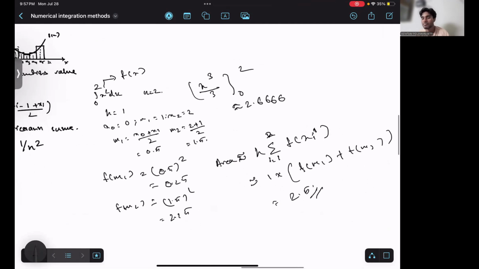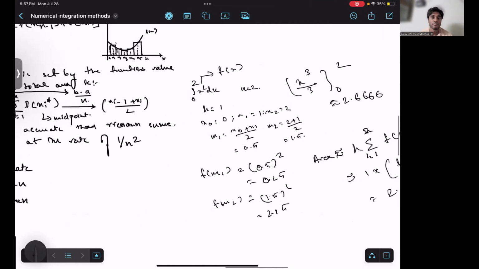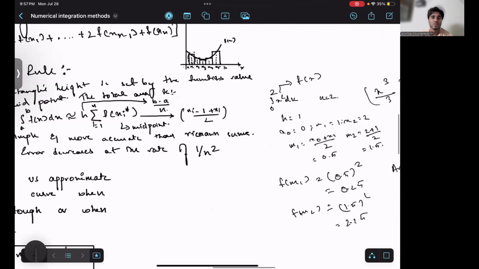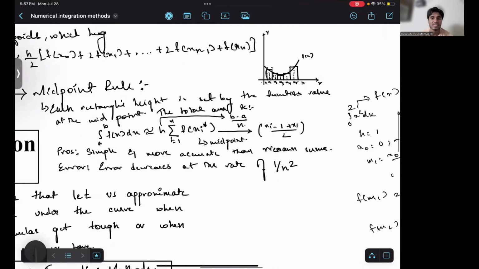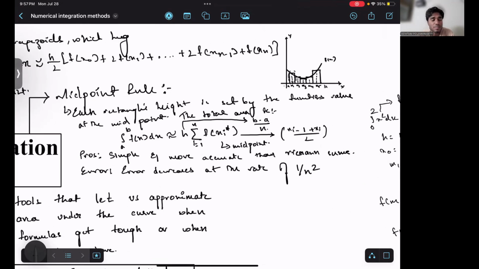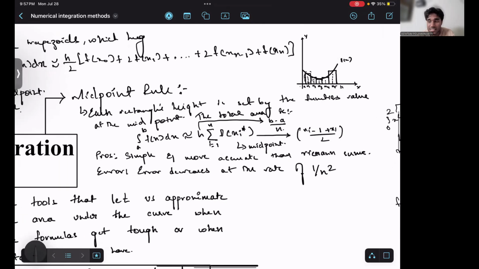So the pros of the midpoint theorem is that it is more accurate than the left or right Riemann sums for the same n. And to make this approximation better, the more intervals we use, the better result we get. Now, the error rate of this midpoint theorem decreases at the rate of 1 by n squared. That is, the error decreases in the same way as the curve 1 by n squared does. So as we increase the number of intervals, the error decreases significantly.